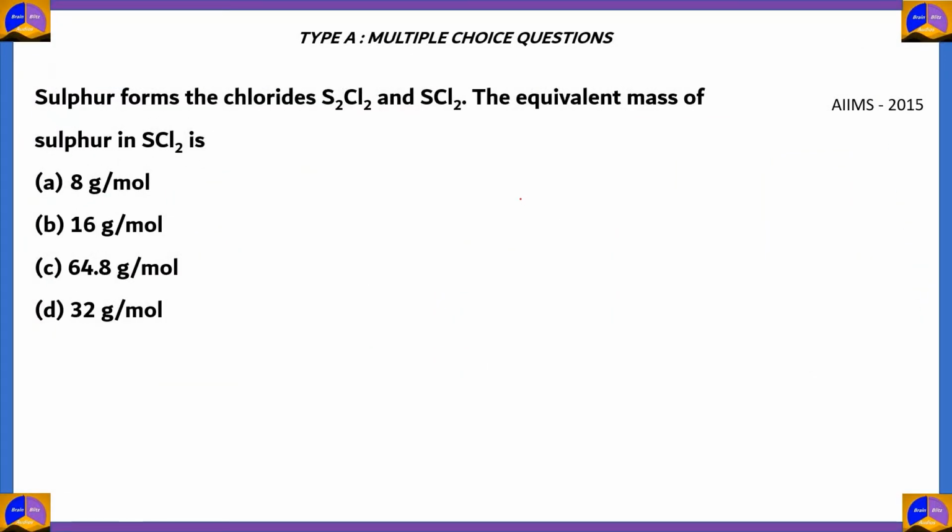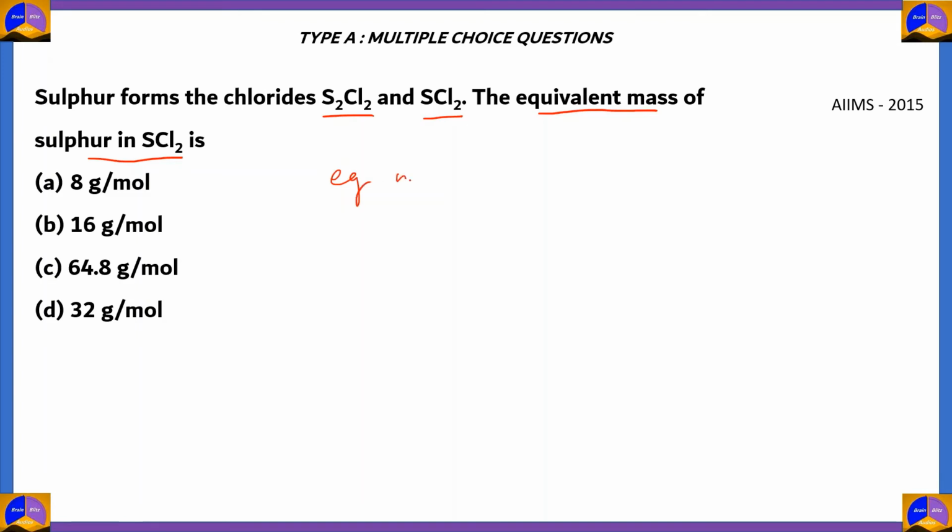So here we have our next question. Sulfur forms the chlorides S2Cl2 and SCl2. The equivalent mass of sulfur in SCl2 is 8 grams per mole, 16 grams per mole, 64.8 grams per mole, 32 grams per mole. How do you calculate?